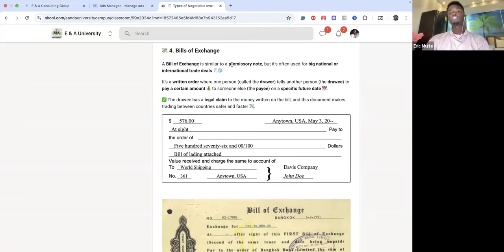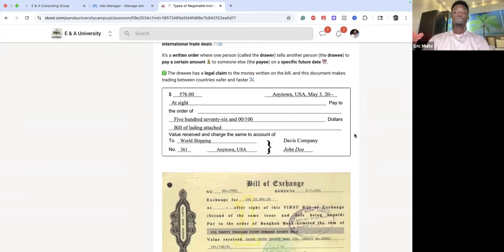And so the bill of exchange is similar to a promissory note, but it's often used for the major trades, right? It's big international major trades. It's a written order where one person, called a drawer, tells the other person, the drawee, to pay a certain amount to someone else, or payee, on a specific date. The drawee has a legal claim to the money written on the bill, and the document makes trade between the countries safer and faster.